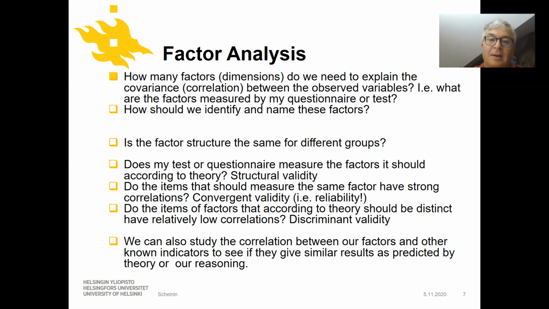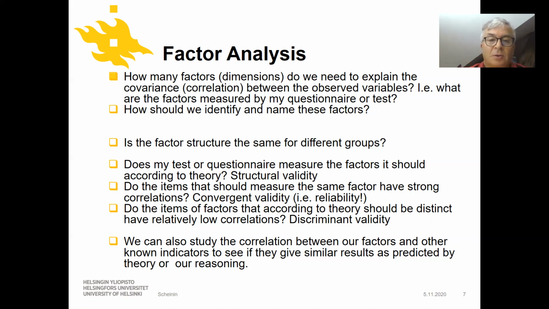The second thing here is that naturally, if we think of items on the same factor, they should have a relatively strong correlation. So that is something that we already spoke about with the reliability analysis. So we have convergent validity, which is the same thing as reliability, when the items measure the same thing. So they correlate strongly.